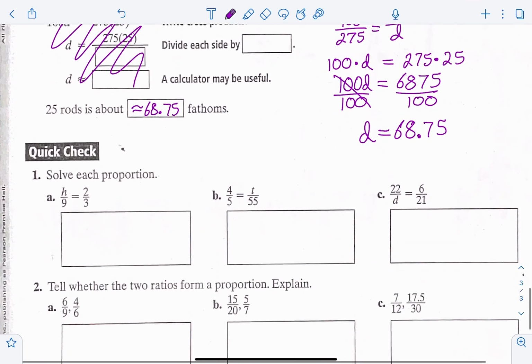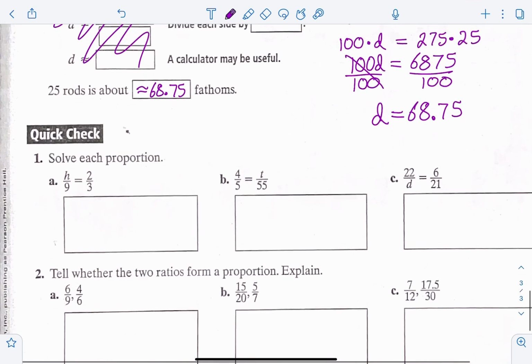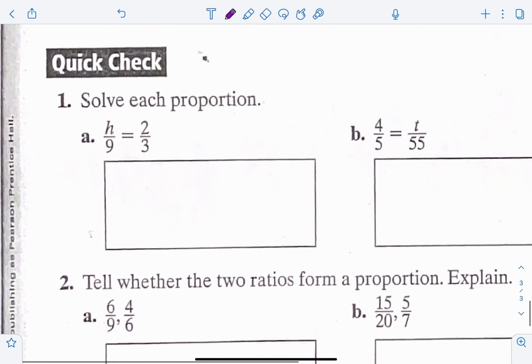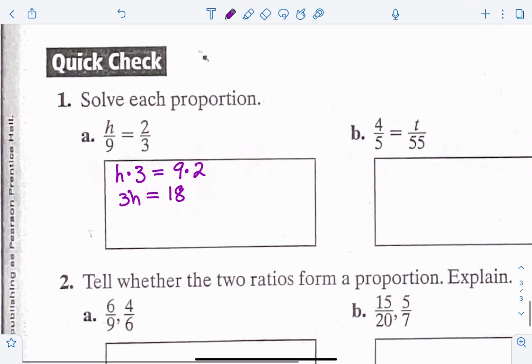All right, so let's do the quick checks. So I'll do A with you. So this is just like what we did. So we're going to do our cross product. So we're going to have H times 3 equals 9 times 2. H times 3 is just 3H. 9 times 2 is 18. We're going to divide both sides by what's next to the variable, which is a 3, and we have H equals 6, because 18 divided by 3 is 6.